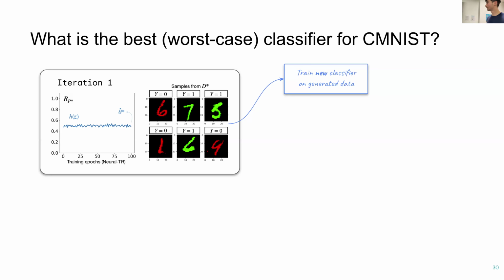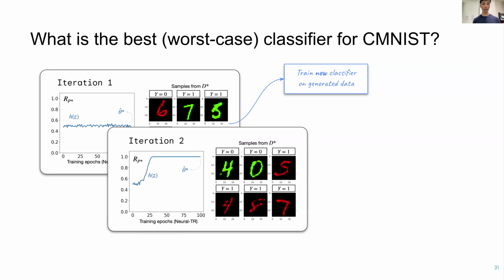So now you have this data set, you're going to go through the second iteration of our algorithm, which is training a classifier on this data set. And so you can see already that this classifier is going to exploit this correlation between the label and the color to produce really something that predicts based on the color.